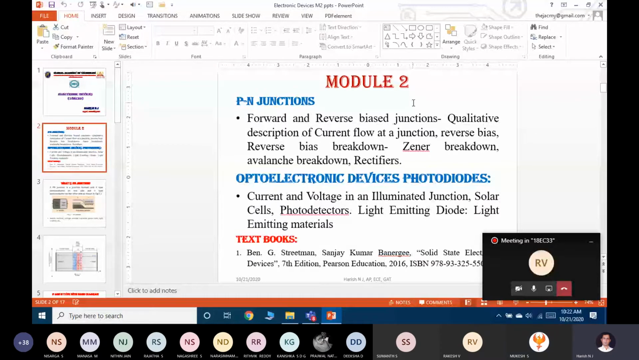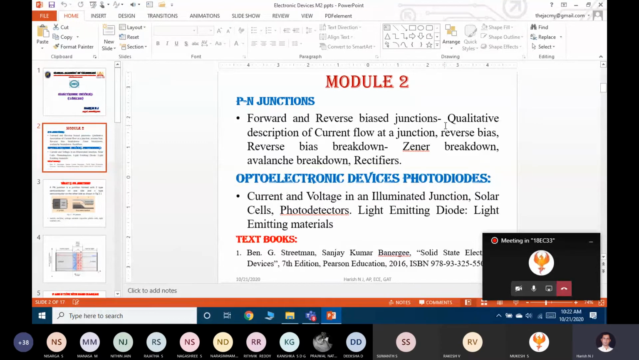Infinite. Ideally it will be infinite, practically somewhere around 10 mega ohms. Practically we take it as 10 mega ohms for designing some of the resistance values. Okay, so this is all about the reverse bias condition of a PN junction diode.